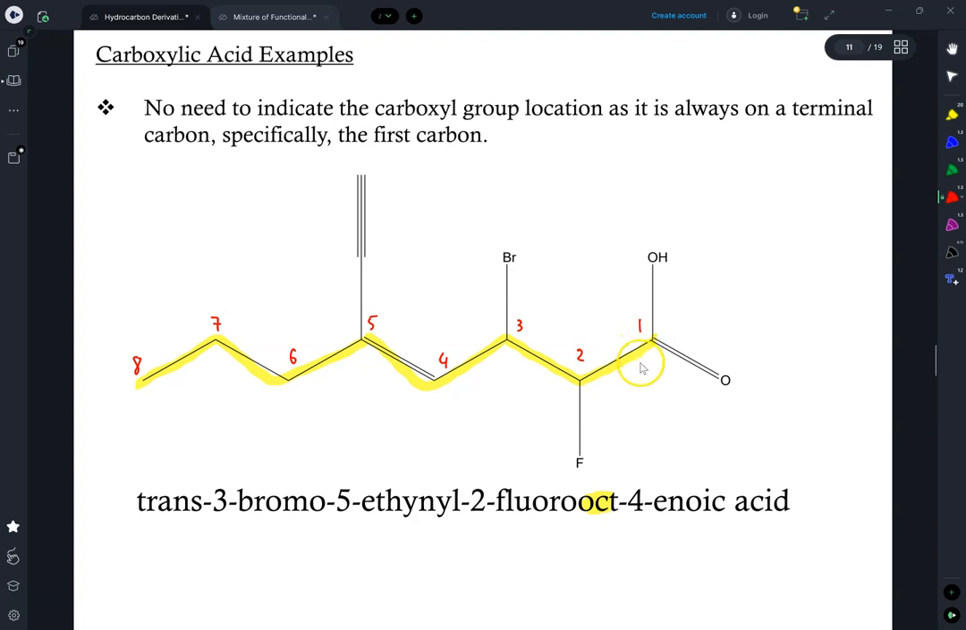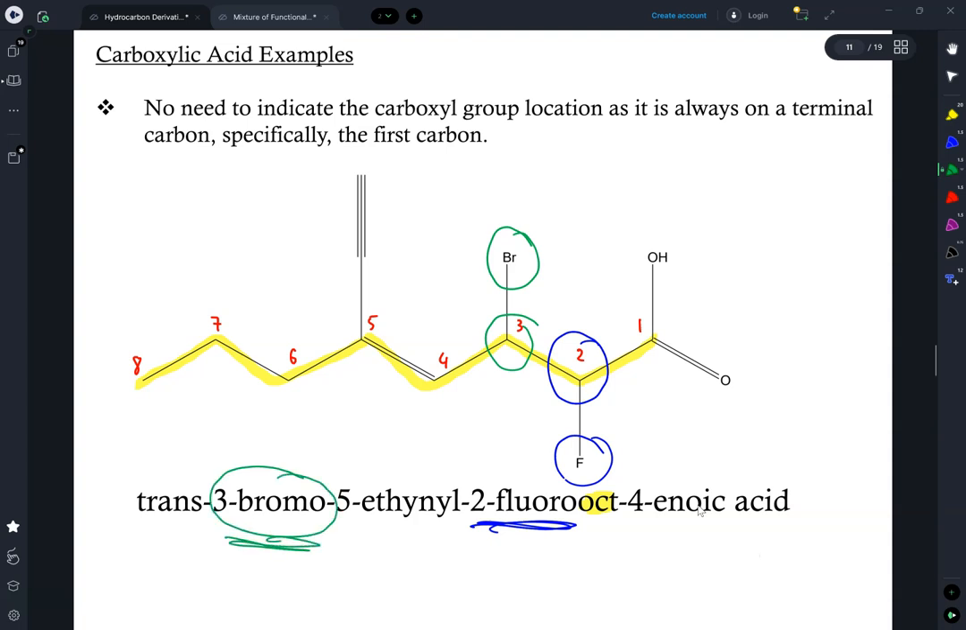And just like with aldehydes, there's no need for you to tell the reader that the carboxylic acid is on the number 1 carbon, so a 1-oic acid would not be necessary, because this always has to be carbon number 1. So don't label the address number of the carboxyl group. On the number 2 carbon, we have a fluoro group popping up, so that's why it's 2-fluoro. On the number 3 carbon, we have a bromine popping out, so it's 3-bromo.